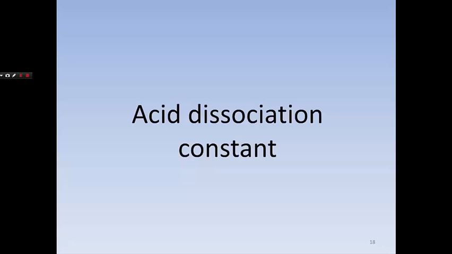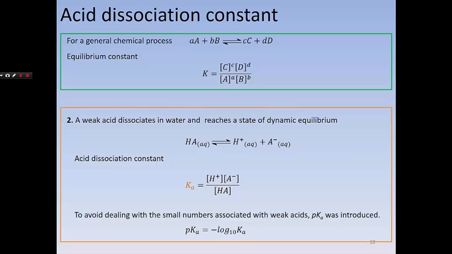Now let's move on to the last topic of this presentation, acid dissociation constant. Acid in this phrase means weak acid, as strong acids can dissociate completely in water, and therefore equilibrium constant is generally not applicable to them. Again, the equation for acid dissociation constant can be derived from the general chemical reaction and the general equilibrium constant.